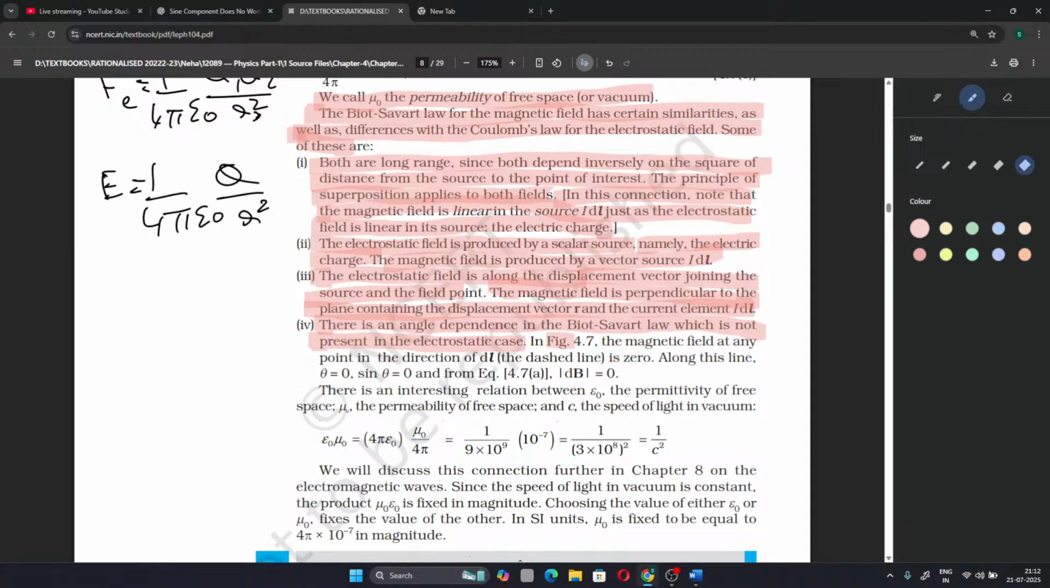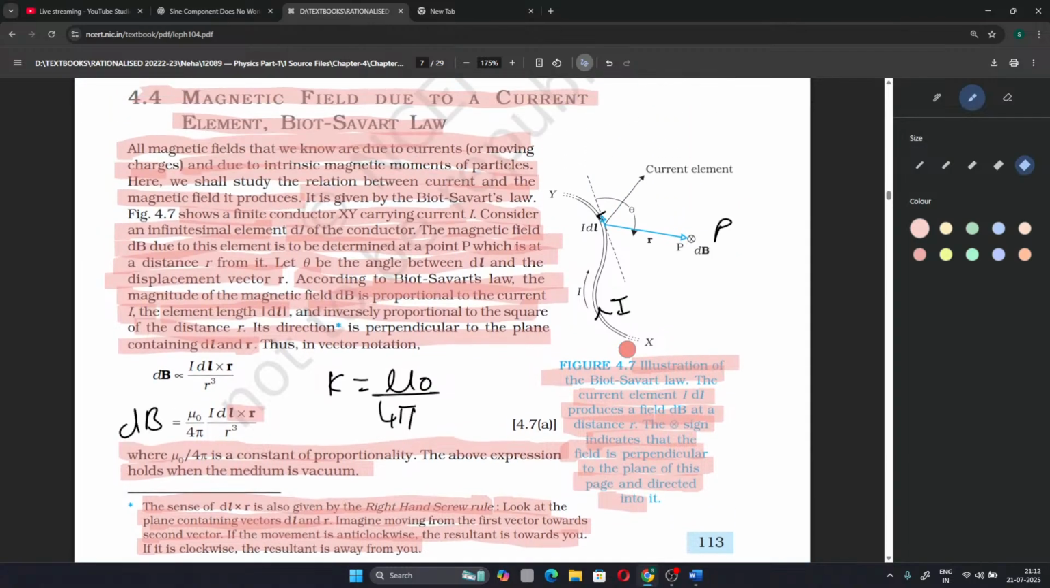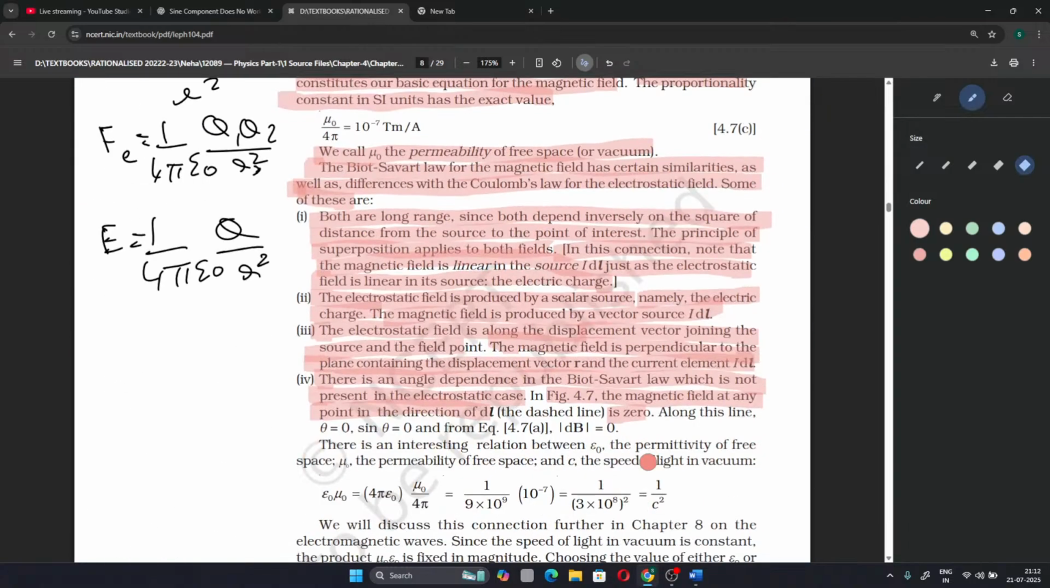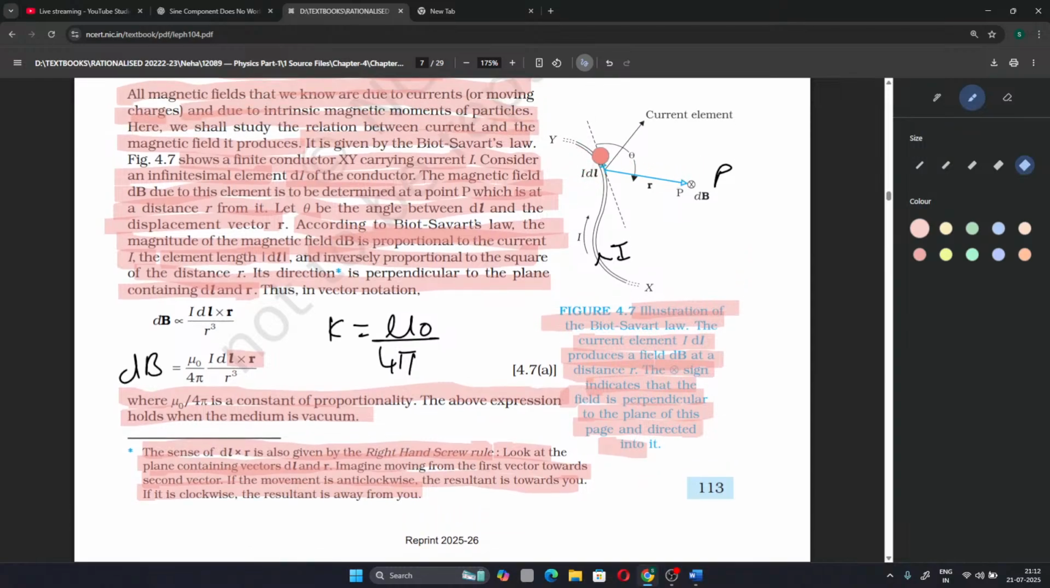In figure 4.7, the magnetic field at any point in the direction of dl is 0. This is the 4.7 figure, and they said that the magnetic field at any point in the direction of dl, I believe this direction, a tangent here. From here it is the r vector. At any point in the direction of the IDL, it will be 0.